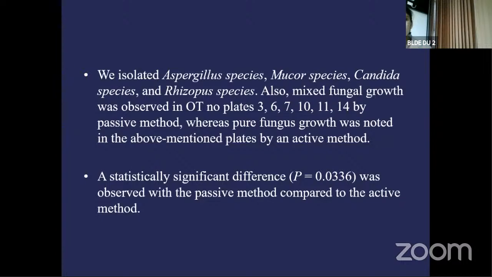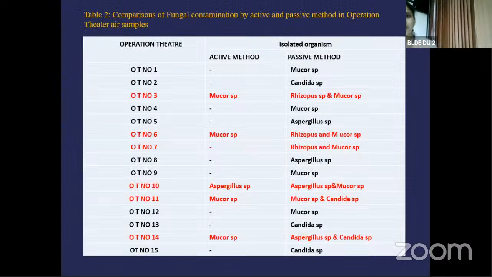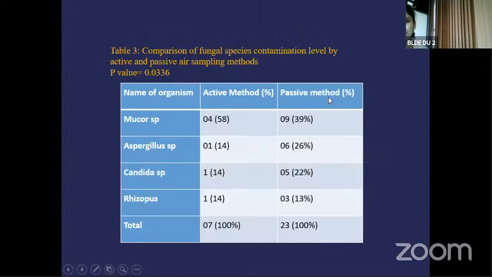The same thing, we also isolated fungus. By the active method, we could isolate only pure growth, but by the passive method, we could isolate not only pure growth, in which growth was not obtained by the active method, but also mixed growth. In the comparison of fungal species, by the active method only 4% of Mucor species were isolated compared to 9% by the passive method, Aspergillus 6% but 1% by the active method, and Candida 1% versus 5% by the passive method. So overall there is increased sensitivity and an increased detection rate of fungus by the passive method compared to the active method.